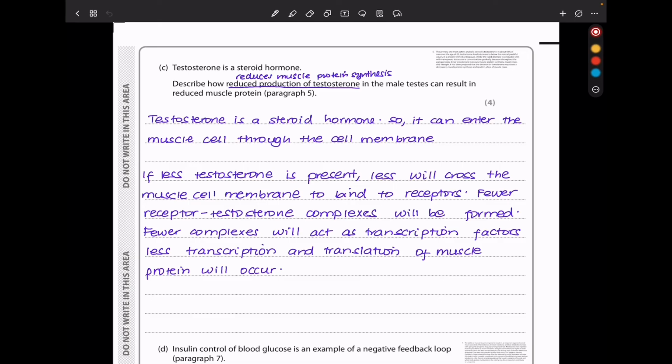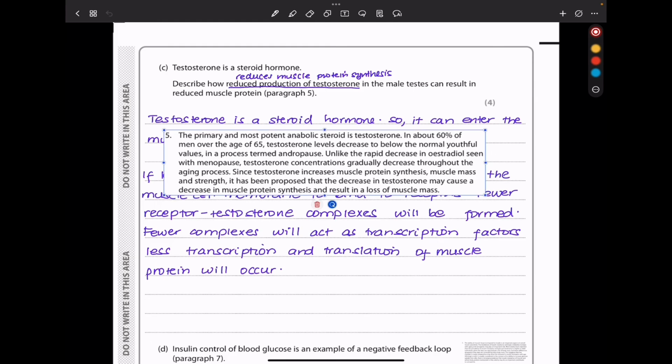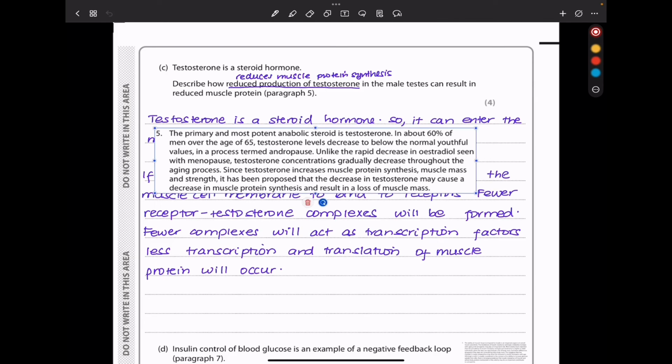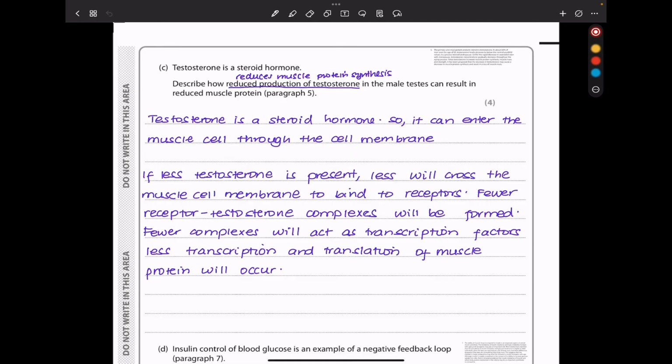Next, they said testosterone is a steroid hormone. Describe how reduced production of testosterone in the male testes can result in reduced muscle protein. From the paragraph parts we read, I'm going to try to expand this out. I copied it. So here they say since testosterone increases the muscle protein synthesis, muscle mass and strength. This means presence of testosterone leads to increase in muscle strength, muscle mass and so on.